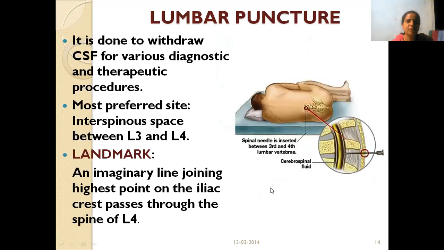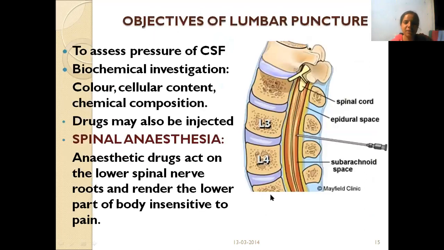Okay, lumbar cistern. So, generally, we do lumbar puncture here only, where we inject the needle between L3 and L4 and collect the CSF. Okay.